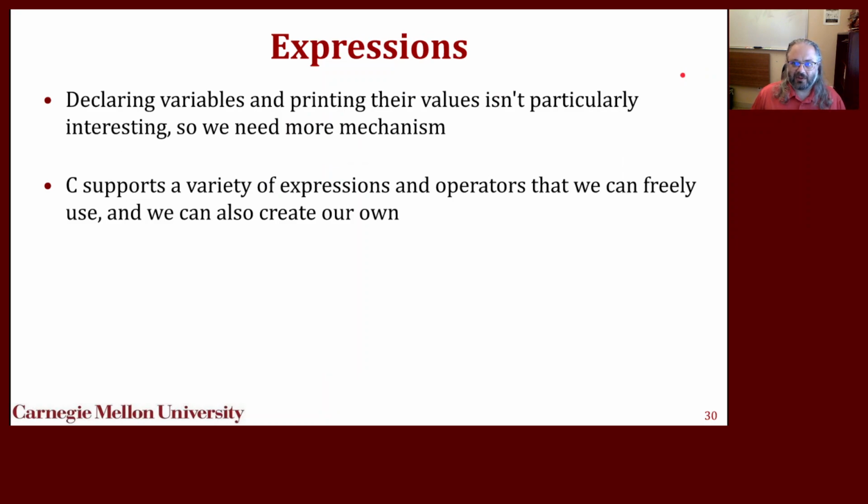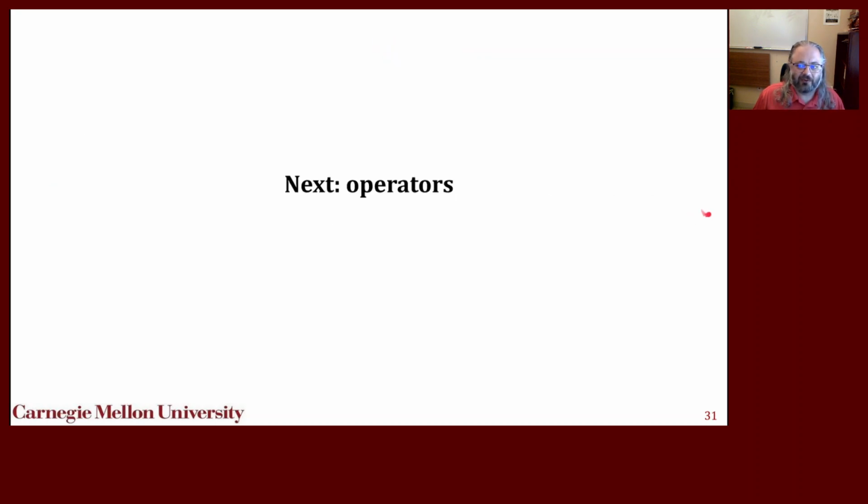All right. So now that we have the ability to print variable values, we can declare variables and print them. This is like the minimum functionality that we need to start doing interesting things. But there's a lot more mechanism that we really need to start doing more interesting things with expressions. So in the next module, we're going to introduce operators so that we can start to create a variety of interesting expressions that we can freely use to incorporate programmatic logic. We can also create our own operators, and we'll talk about that as well in a bit. But this is going to be the end of this module. And in the next one, we'll start talking about operators.